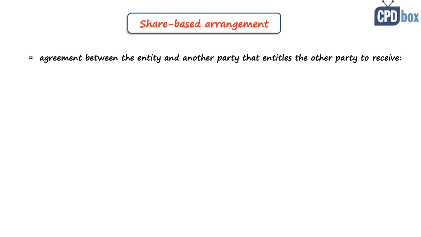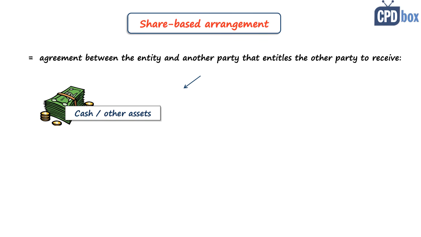Let's sum this up and see what a share-based arrangement is. It is an agreement between the entity and another party, supplier or anyone else, that entitles the other party to receive either cash or other assets for amounts that are based on the price or value of the entity's equity instruments. So in this case, the supplier gets paid for its goods or services by cash, but the amount of cash is determined with reference to the entity's equity instruments price. These transactions are called cash settled.